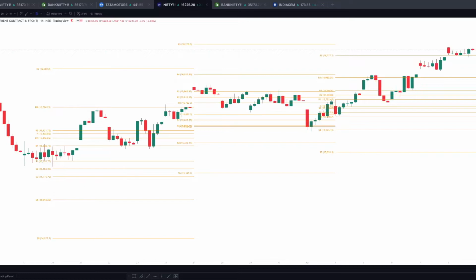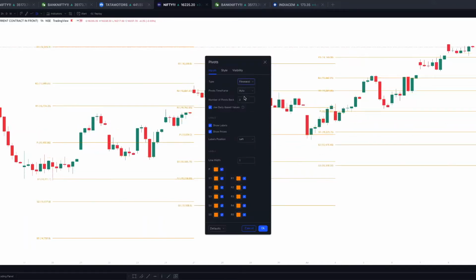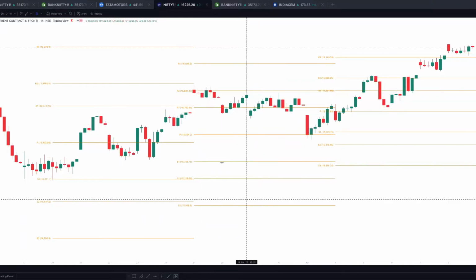So I have just set the visibility for only 3 days, and the chart time frame is 1 hour. I have kept this as Camarilla for my preference. You can go with any other. I will just show you the difference. It will not be much, just a few points here and there. So this is Fibonacci I have selected, and you can see the difference.